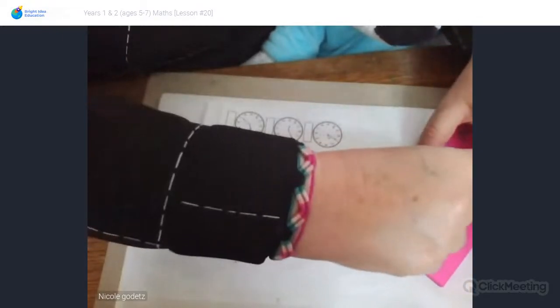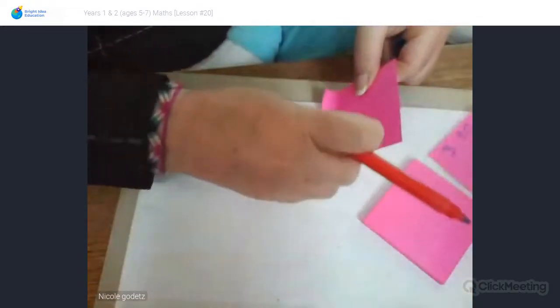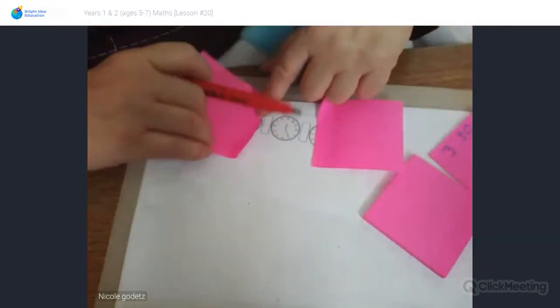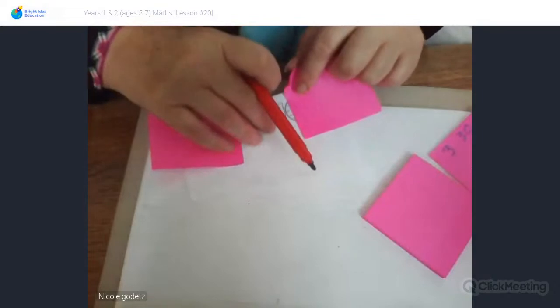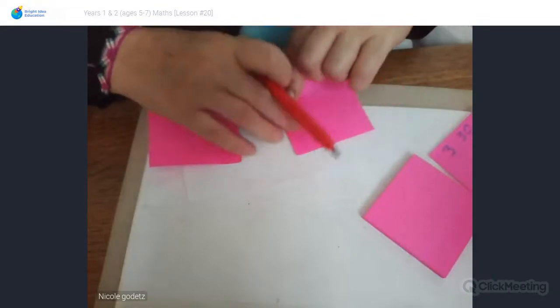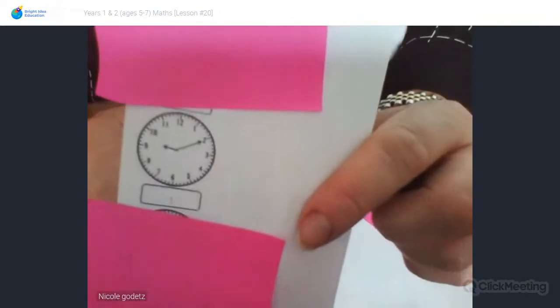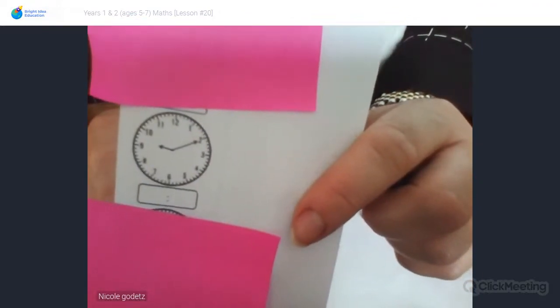Let's just put a post-it on it so we can block the others out so we know exactly which one we are looking at. There we are, and I'll bring it up nice and close so that you can see it clearly. Let's just make sure that's out of the way. What time is this clock showing?